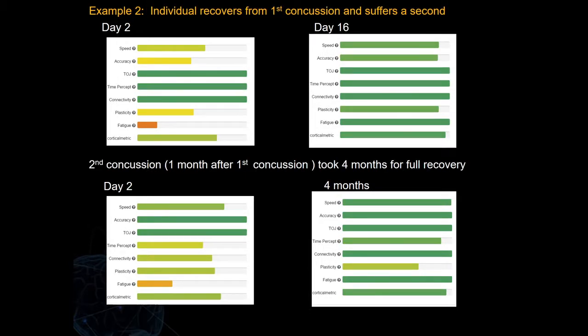Next example shows the individual recovering from the first concussion, and then he suffered a second concussion. And so day 2 and day 16 looked like a typical recovery. The second concussion occurred a month later, but it took a lot longer to get to full recovery. And so while these numbers don't look all that bad, the symptoms lingered, and it took up to 4 months before that recovery.